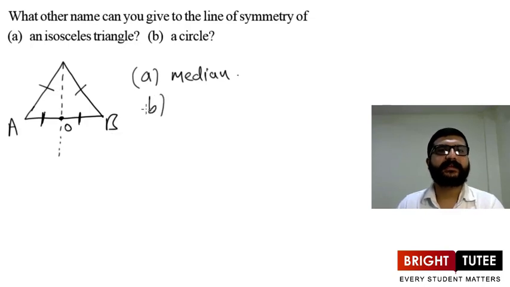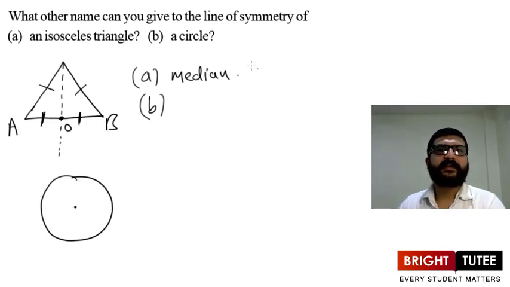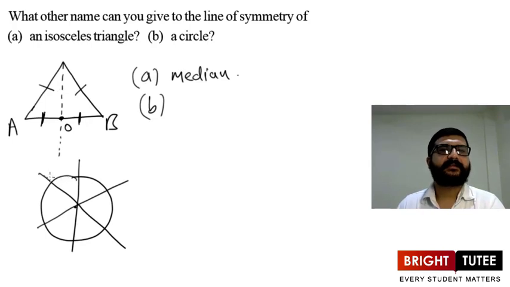Now the next one is the circle. We have seen already that for a circle, we can have infinitely many lines of symmetry, because every diameter is a line of symmetry. When a circle is folded along the diameter, both the parts of the circle will coincide with each other. So therefore, the line of symmetry can be named as diameter for the circle.